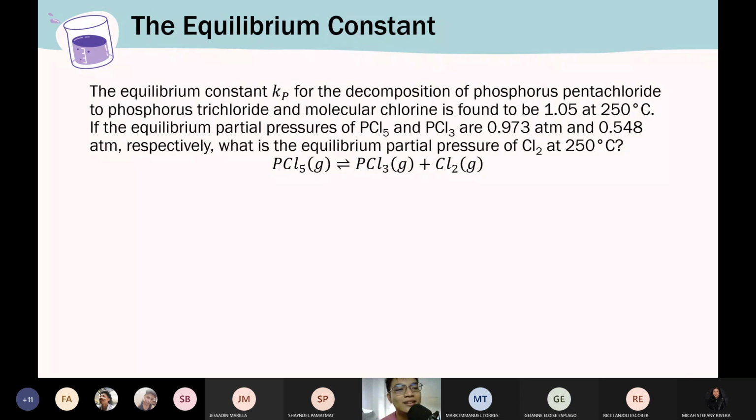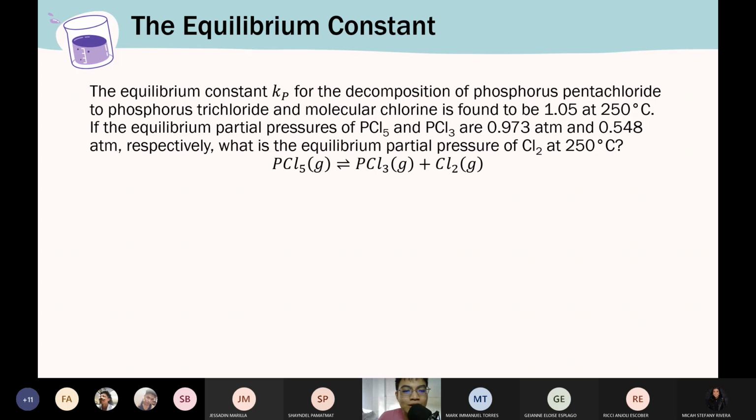So let me read. The equilibrium constant Kp for the decomposition of phosphorus pentachloride to phosphorus trichloride and molecular chlorine is found to be 105 at 250 degrees Celsius. If the equilibrium partial pressures of PCl5 and PCl3 are 0.973 atm and 0.548 atm respectively, what is the equilibrium partial pressure of Cl2 at 250 degrees Celsius? It says a lot, like gravimetry. Basically, it just describes what the system is.